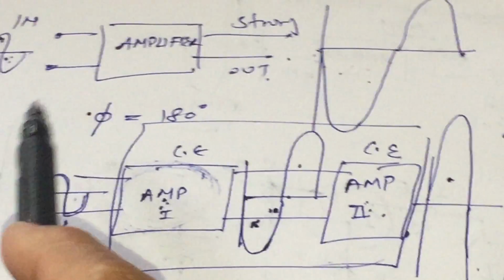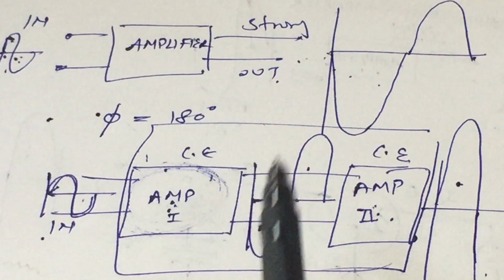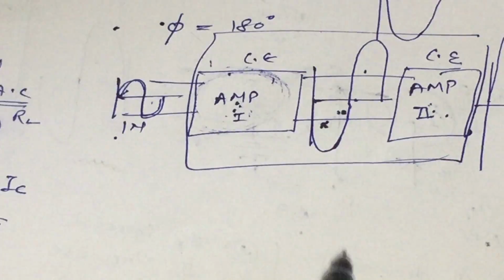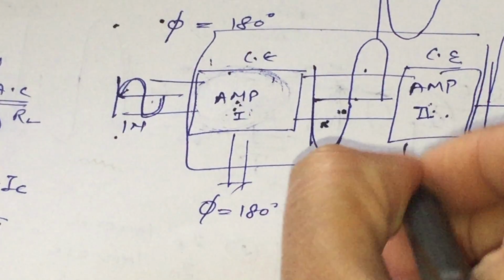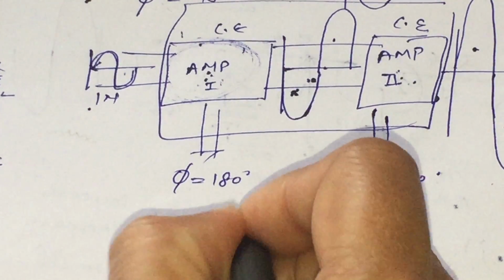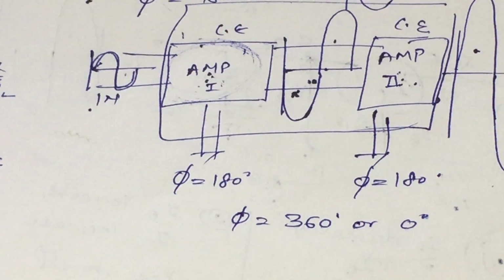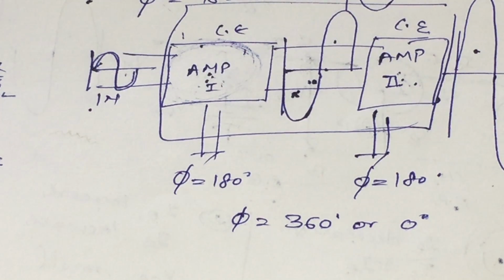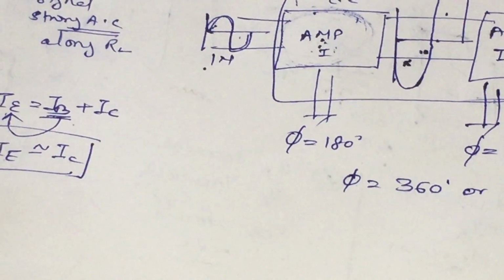So to overcome this limitation that the input and output have a phase difference of 180 degrees, we can use a double stage or two stage common emitter amplifier, in which the first stage phase difference and the second stage phase difference together make the total phase difference 360 degrees, or you can say 0 degrees. We can withdraw this limitation with the help of a two-stage common emitter amplifier. This is the working of our amplifier.